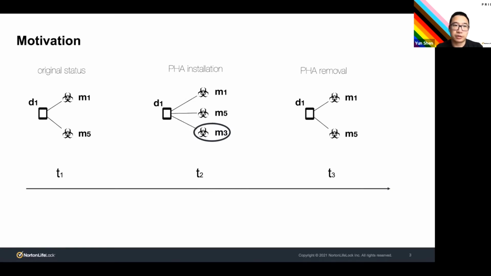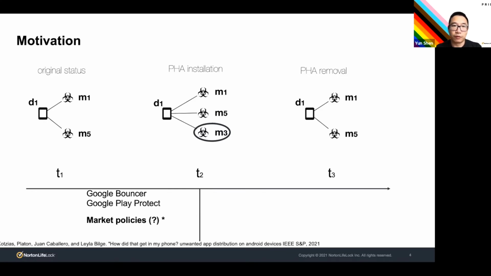What you should see in this slide is a typical timeline of PHA installation and removal. For example, at timestamp T1, you have a device that has a couple of PHAs installed. For some reason, the user installs another new PHA, and at time T3, the user removes it. If we look at the timeline in two parts, before PHA installation, let's say before timestamp T2, we may rely on a couple of methods like Google Bouncer, Google Play Protect, and market policies to remove PHAs before they are even offered to the end users.